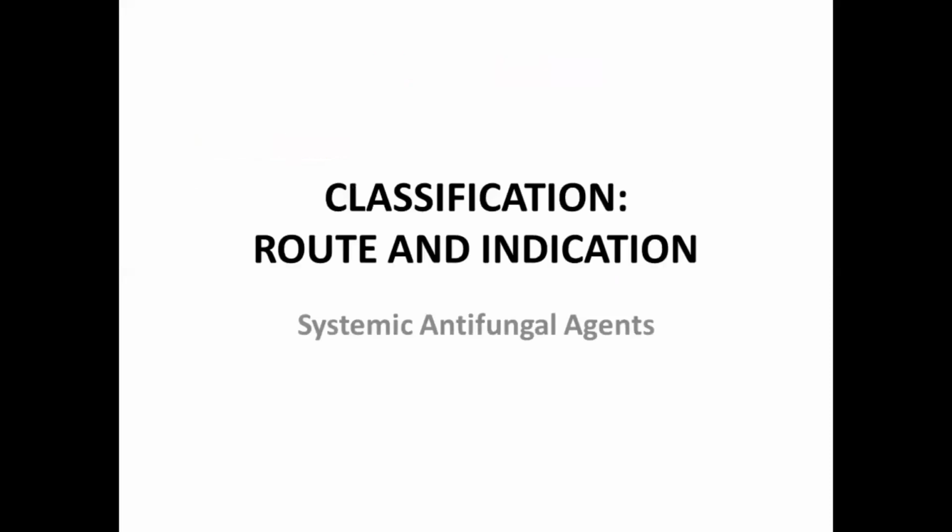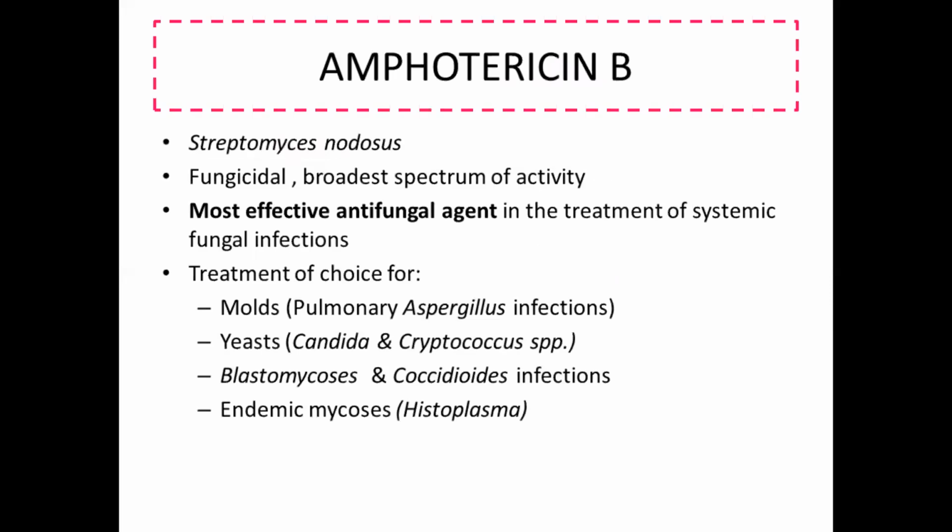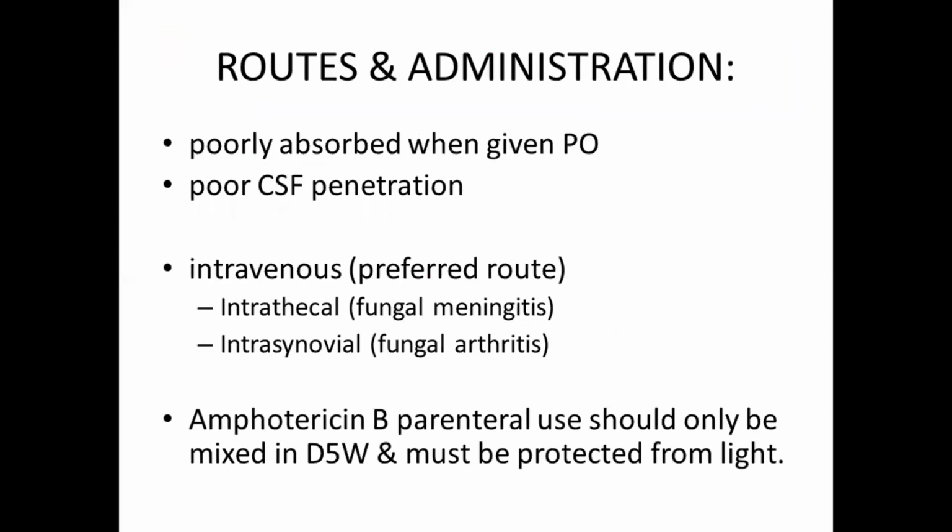So based on route and indication, classification, amphotericin B is derived from Streptomyces nodosus. It is the most effective antifungal agent for systemic fungal infections. It is a treatment of choice for the following fungal infections. However, it is poorly absorbed orally. It has a poor CSF penetration. That's why ang preferred route nito is intravenous, intrathecal, and intrasynovial.